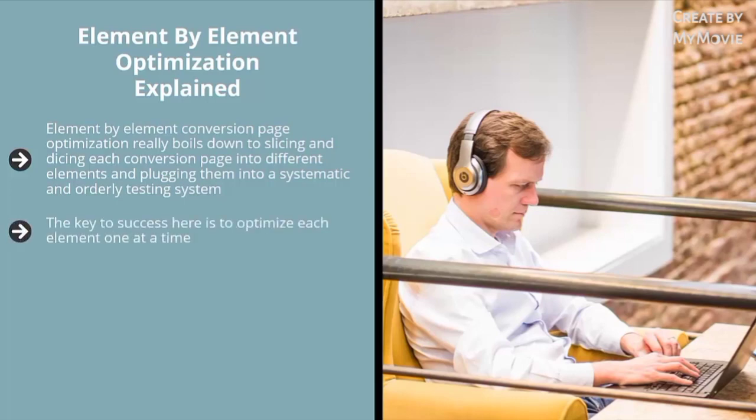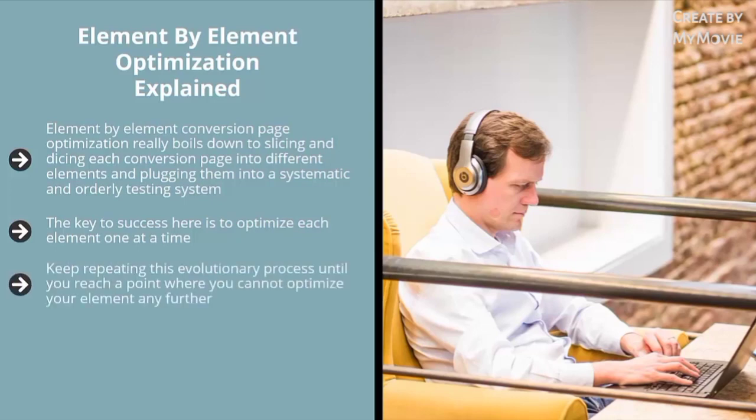The key to success here is to optimize each element one at a time. Don't jump from element to element. For each element, come up with variations. Run your traffic test, and if you see a winner, make variations of that. See if any of the variations get better results than the first variation. Keep repeating this evolutionary process until you reach a point where you cannot optimize your element any further. In other words, you can't get any further improvements in conversions. Once that happens, you switch over to the next element and optimize that as well.